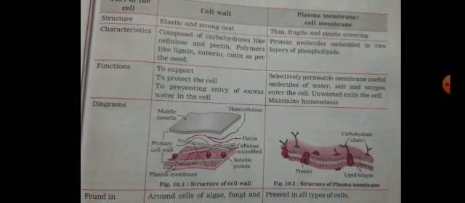This chart shows comparative study of cell wall and plasma membrane. You can draw such type of table in your science practical copy along with this diagram, well labeled diagram, neat clean diagrams you are going to draw in your science practical copy.